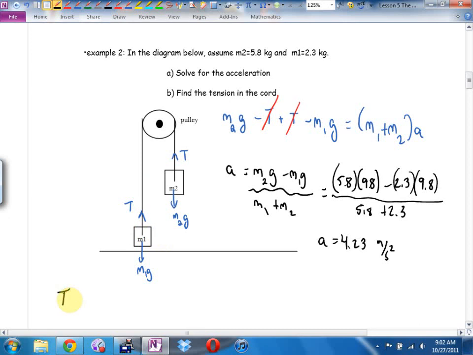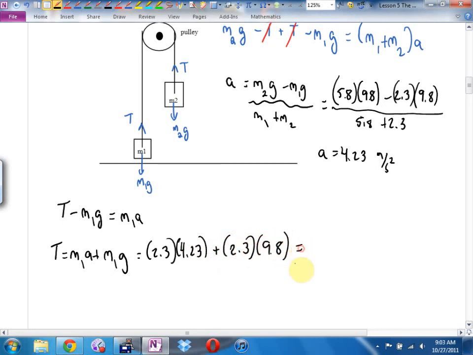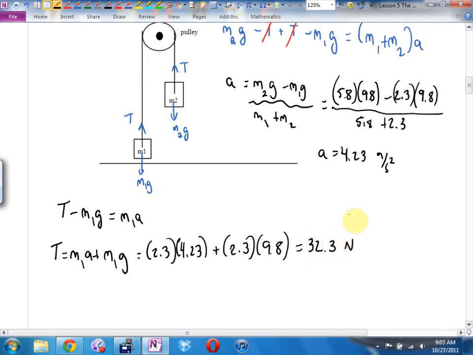Winner, tension, minus loser, M1G, and I'm just looking at a single solitary mass now, so it's going to be M1A. By the way, do you see why I said it's easier to let tension be the winner? Because to get the T by itself, all I need to do is plus that over. If I'd done the other equation on this side, it still works, still get the same answer, I just have to do a little bit more math. Tension is going to be M1A plus M1G. What was M1? 2.3. 2.3 times 4.23 plus 2.3 times 9.8. I still have that answer on my calculator, so I'll use that. Do you get 32.3? And that's a tension, in newtons.